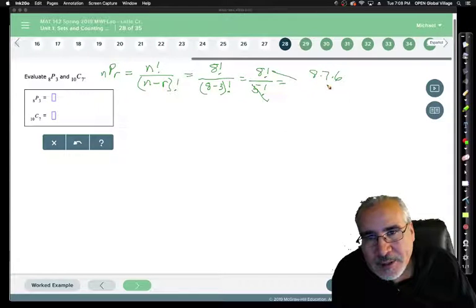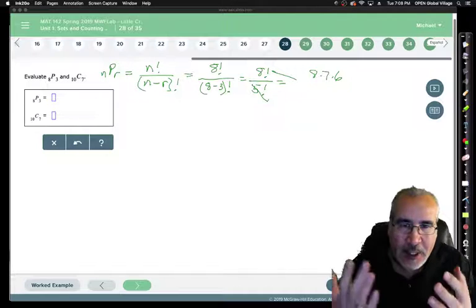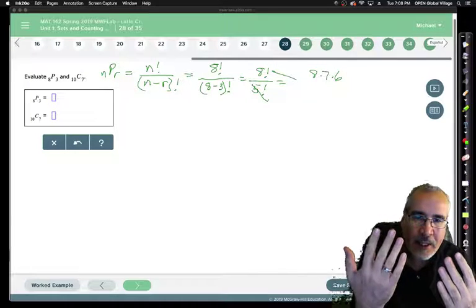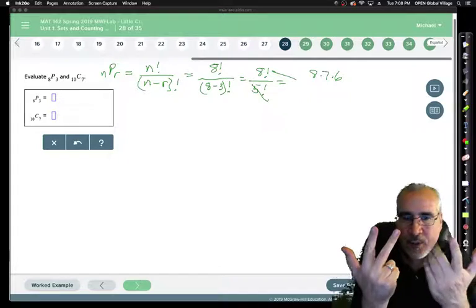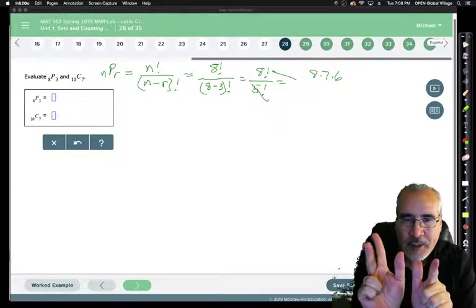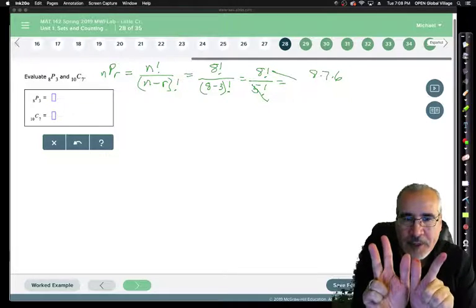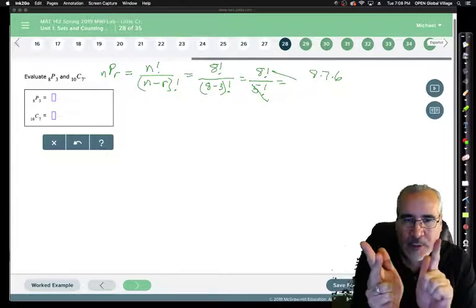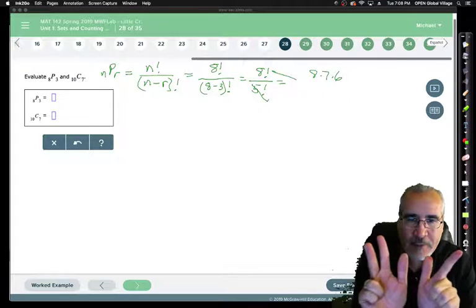8 times 7 is 56. Let me do a double check. See, 8 times 7. 8 is 2 away from 10. 7 is 3 away from 10. And what you do is you add the up fingers. 1, 2, 3, 4, 5. That's 50. And you multiply the down fingers. 3 times 2 is 6. That's the way you can check it. 56.